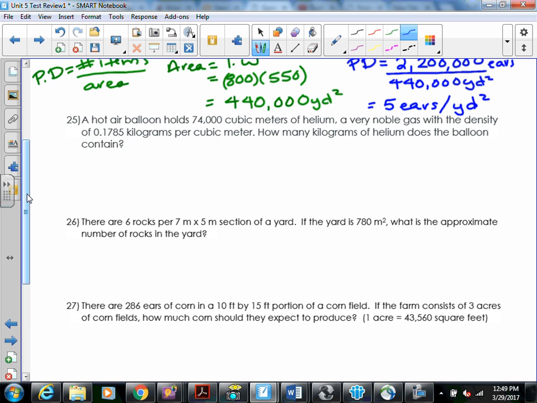All right, let's go ahead and do 25. So the density equals mass divided by the volume. In this problem, it says you've got a hot air balloon and it's going to hold 74,000 cubic meters of helium. So what's the keyword there that lets you know where you're going to put that? The cubic meters.